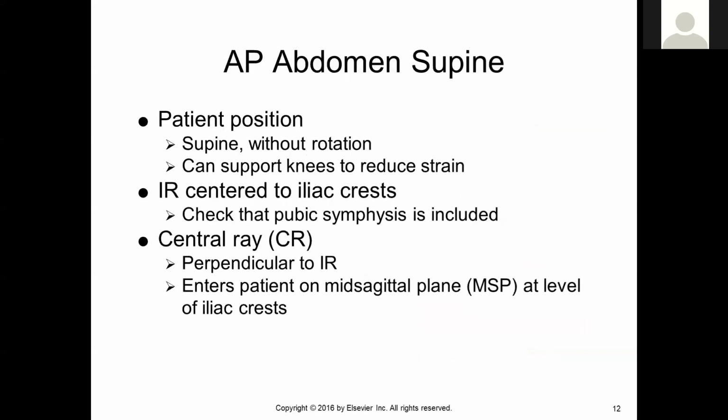To obtain a KUB, we want your patient supine on the table without rotation. This means they're not favoring one side or the other. They can bend their knees if that's more comfortable. Your central ray should enter the mid-sagittal plane at the level of the iliac crest.